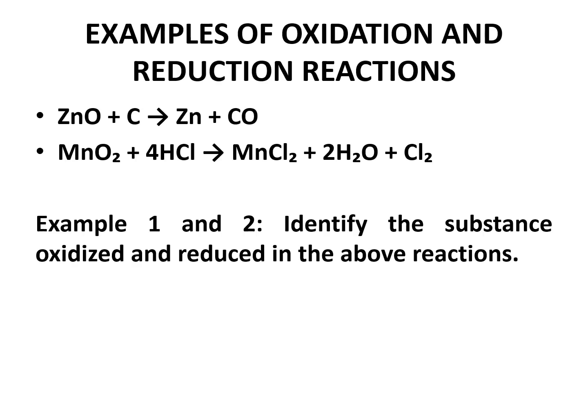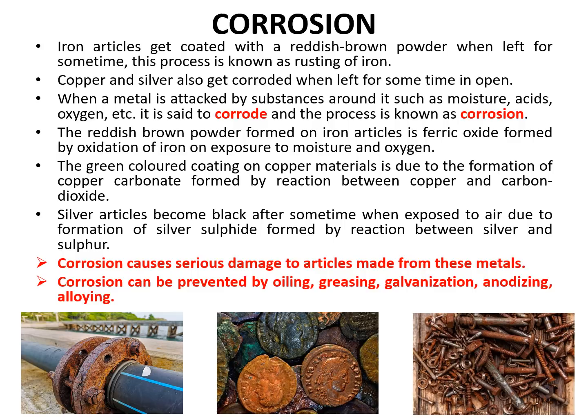Okay students, next we are going to do the last topics, that is corrosion. The impact of oxidation reactions in our everyday life. One is corrosion. Iron articles get coated with a reddish brown powder when left for some time. This process is known as rusting of iron. Copper and silver also get corroded when left for some time in the open air.